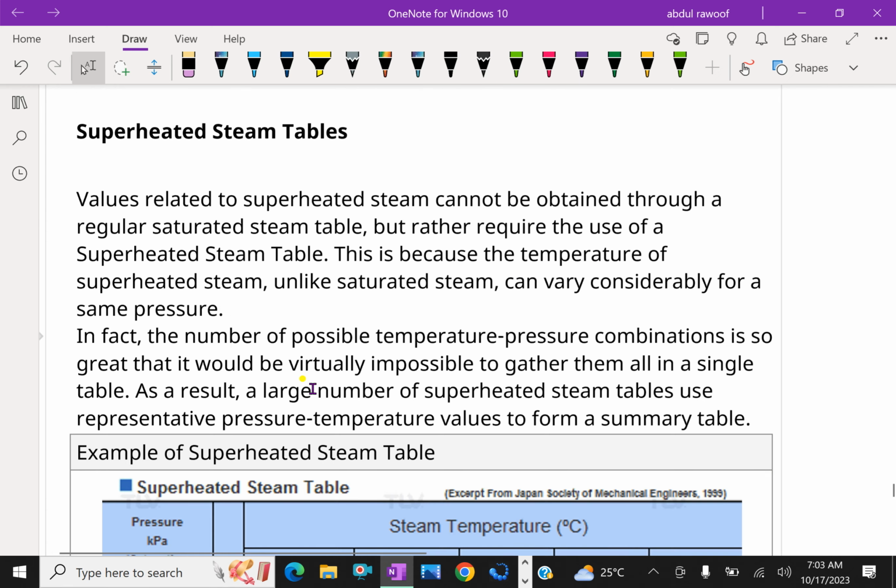Superheated steam table. Values related to superheated steam cannot be obtained through a regular saturated steam table, but rather require the use of a superheated steam table. This is because the temperature of superheated steam, unlike saturated steam, can vary considerably for the same pressure. That means, suppose we are using superheated steam, then you have to use the superheated steam table for calculating steam volume, pressure, temperature and so on.